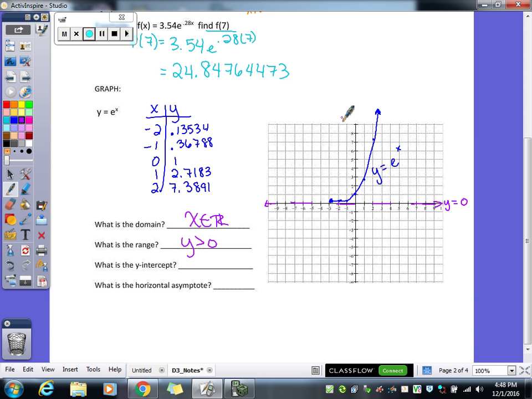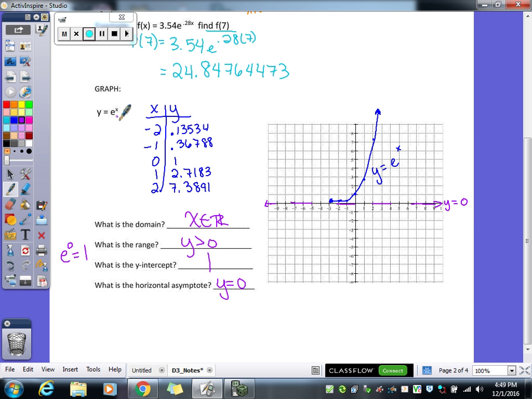Our y-intercept is still a 1 because, if you remember, anything to the 0 power, which is where our y-intercept would be, where x is 0, is going to be a 1. And then our horizontal asymptote, we just talked about that, would be at y equals 0. So is that e to the x? Exactly the same as our other exponential functions.